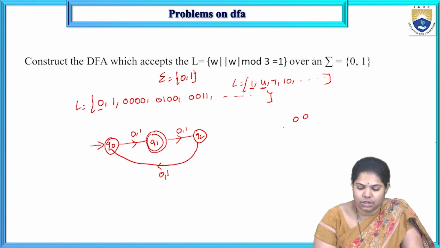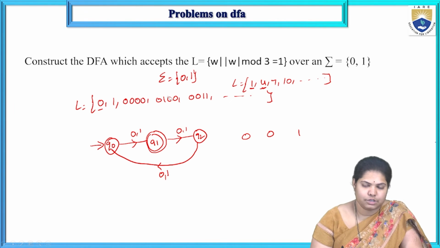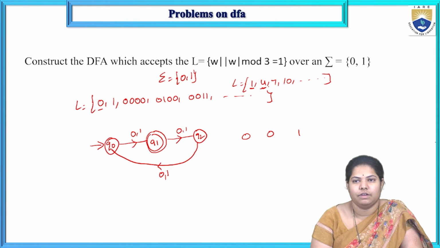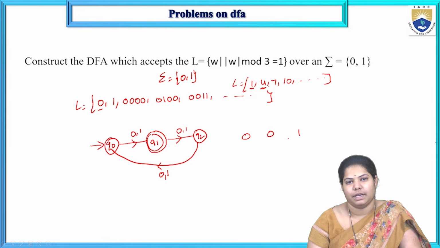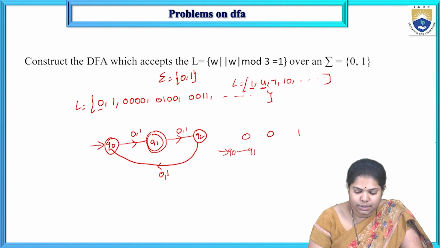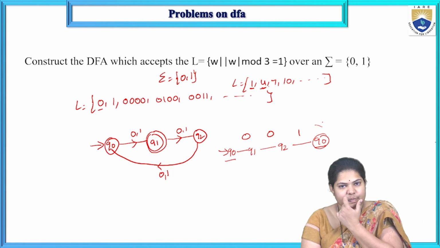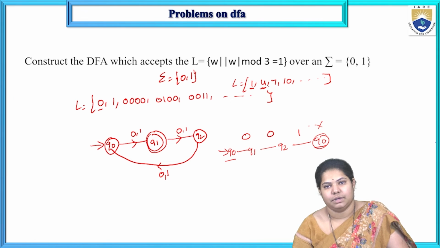So if I take a 3 length string 0, 0, 1, is a 3 length string present in the language? No, because it only accepts the string lengths 1, 4, 7, 10 and so on. Dividing by 3, it gives remainder 0. So here, start with Q0. On seeing 0, it reaches Q1. Q1 on seeing 0 reaches Q2. Q2 on 1 reaches Q0. Q0 is not a final state. So therefore this particular string is not accepted.